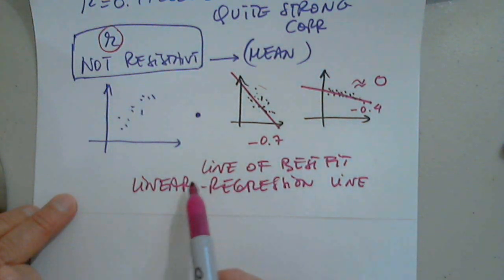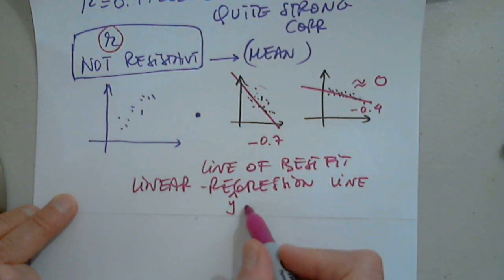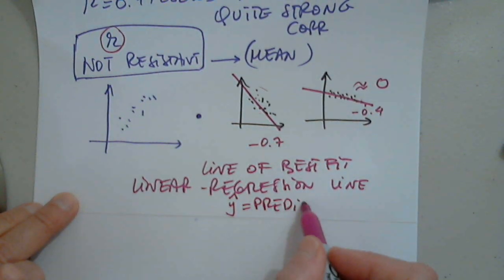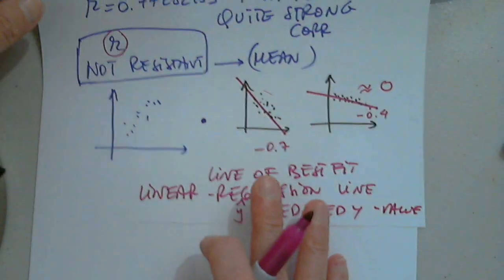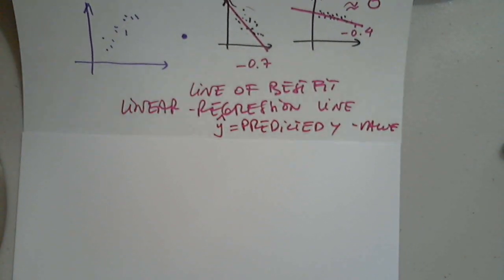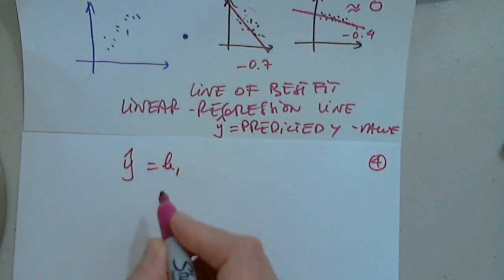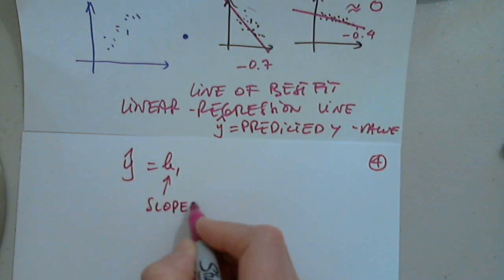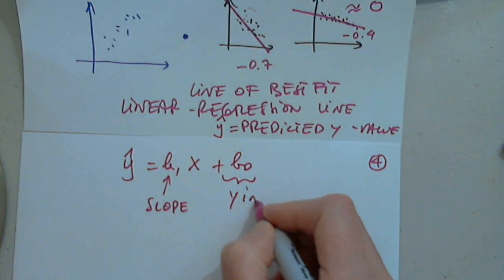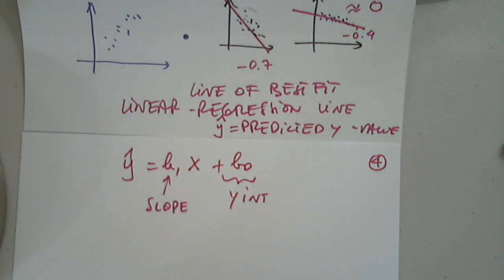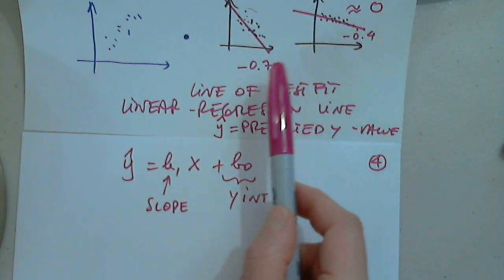And the linear regression line is what is called y hat. That's a predicted y value, and it will be a line. So let me write it here and then I will go back. So y hat equals a slope times x plus a y-intercept. This is what we call the line of best fit, and this is what I drew here.